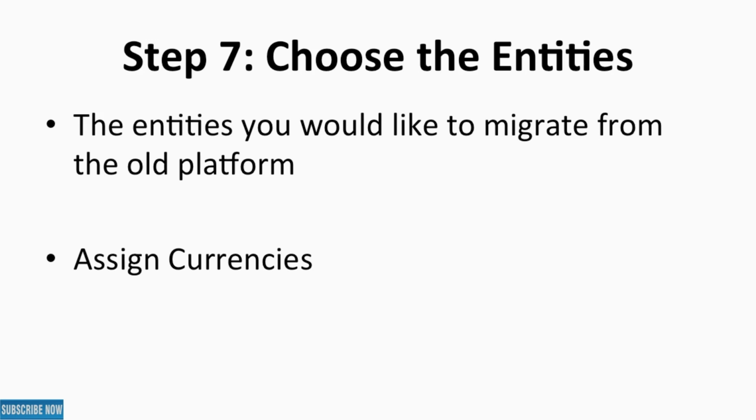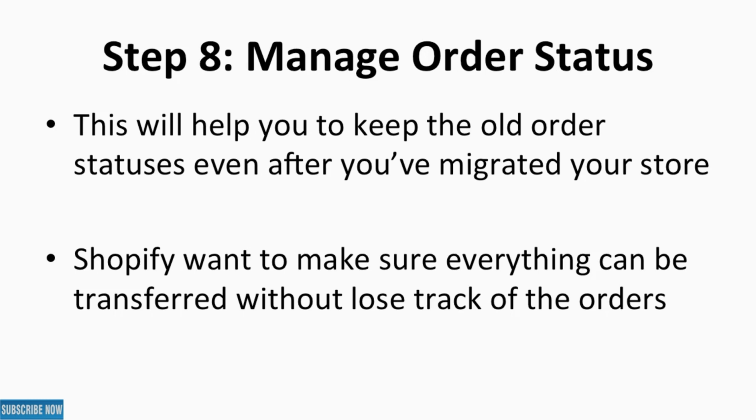Then click on Proceed to Next Step to select the currencies for the migration. Pick your currency and click on Proceed to Next Step. Next, you are able to migrate your order statuses from your old store to Shopify. Shopify wants to ensure that the migration happens orderly. Because these status tags have different names, it's best for you to walk through all of the order statuses to make sure the details are correct. And this will let you keep the old order statuses even after you've migrated to your new store.